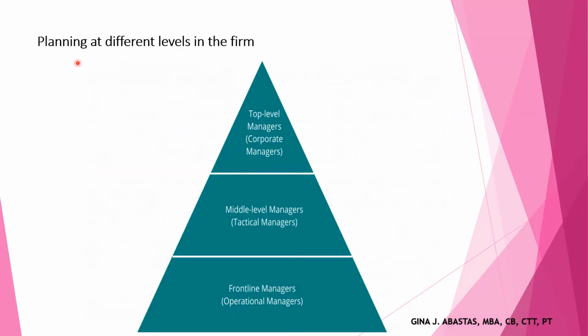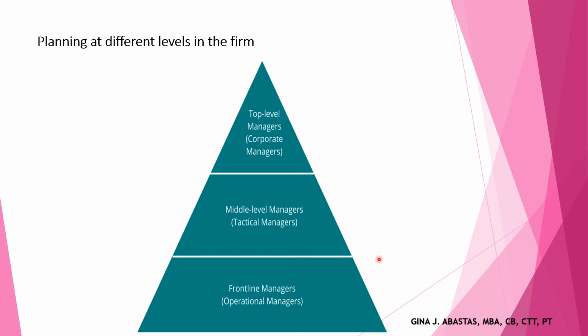So let's move on to the planning at different levels in the firm. An organization can have many different managers across different levels, positions, levels of authority, and hierarchy. So in any organization, managers are on top of their subordinates. So they carry out plans through the support of their staff. So here, we will discuss planning at different levels in the firm.